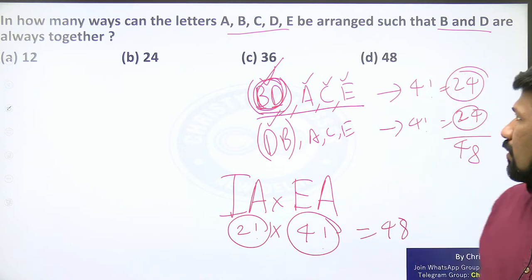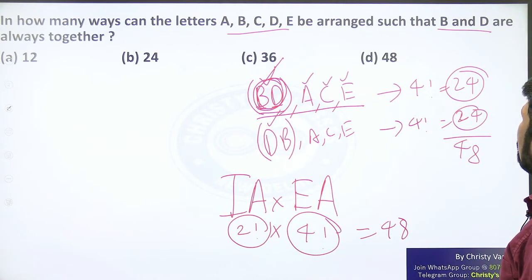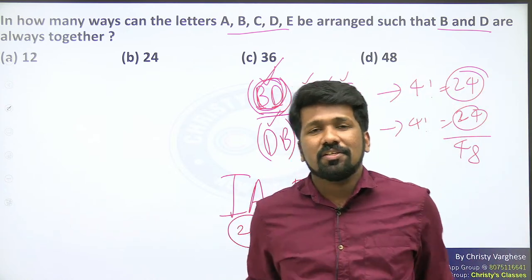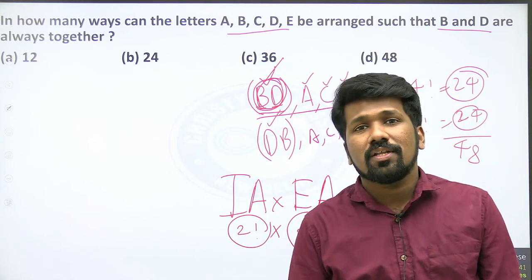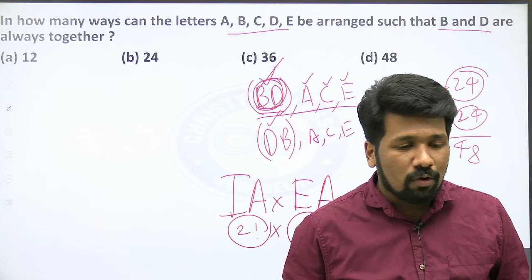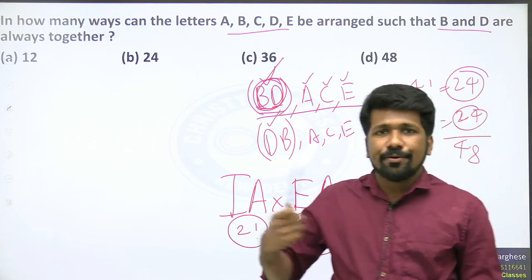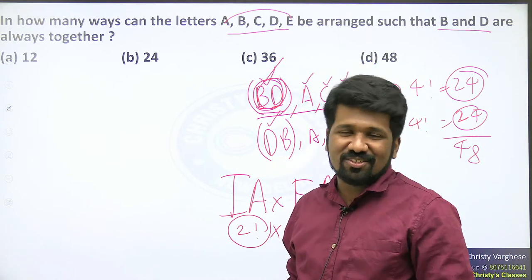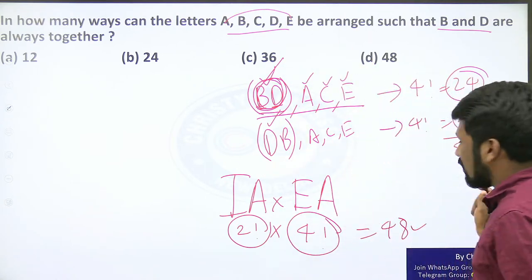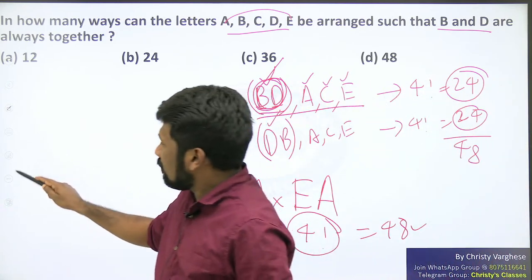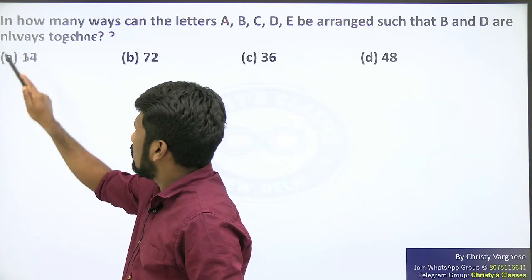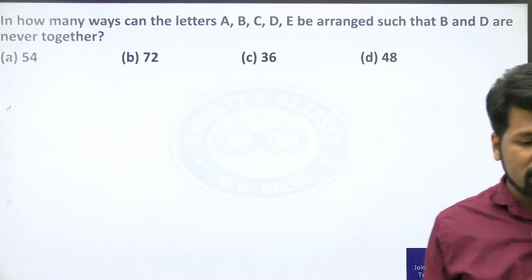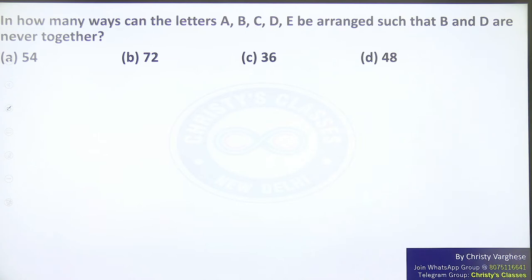So here it is, BD coming together. Same thing can be asked, vowels coming together. In this question, if the question is vowels coming together, what will be the answer? Vowels, as you know in English, A, E, I, O, U are the vowels. Here A and E are the vowels here. That is also two letters. So 2 factorial into 4 factorial, again 48 will be the answer. Now what if the question is asking this way? All of you try this. Make a try and mention the answer in the chat.